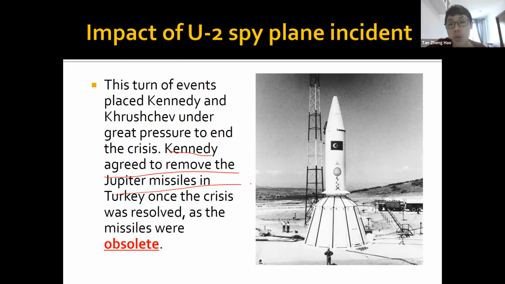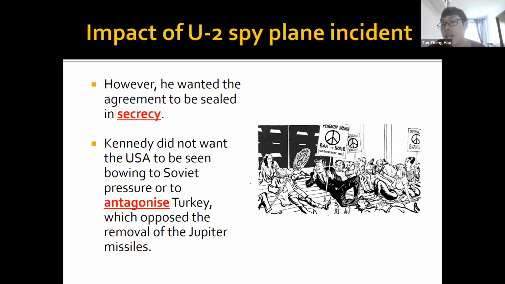So basically, Khrushchev's second letter worked. However, Kennedy said, this is very embarrassing. If I tell the whole world that I gave in to Khrushchev's demands, I will look very bad. So he wanted Khrushchev to promise, you will not tell this to the rest of the world. This whole thing has to be kept a secret. So that at least the US will not look so weak, negotiating with the enemy.